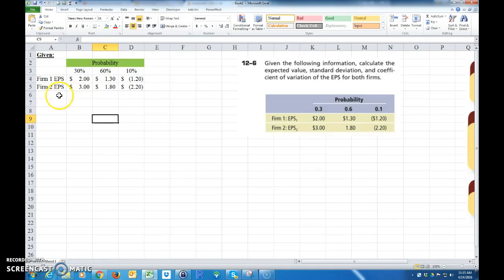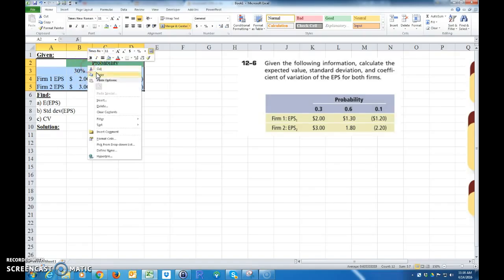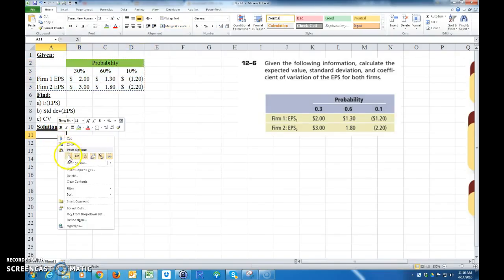Okay, and we want to find A, the expected value of the EPS, and B, the standard deviation of the earnings per share, and C, the coefficient of variation. So for a solution, I'm just going to go ahead and copy this down here and work with it down here in the solution area.